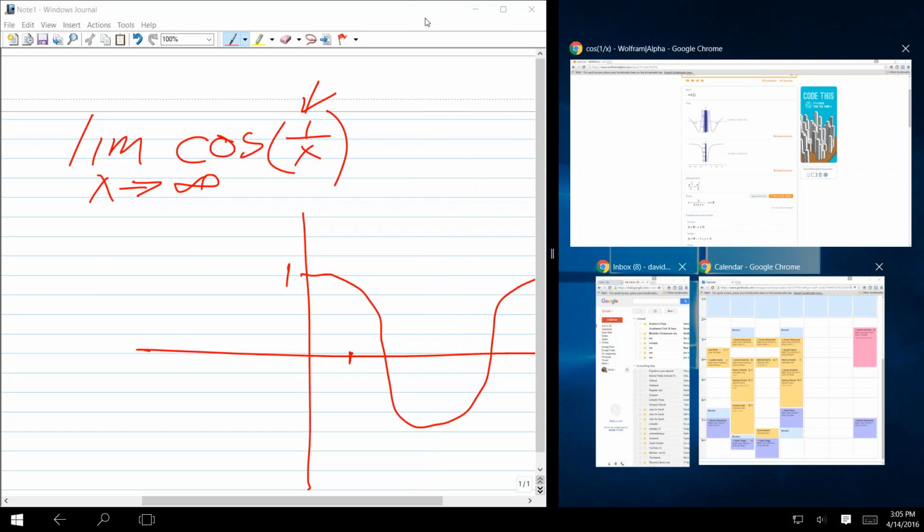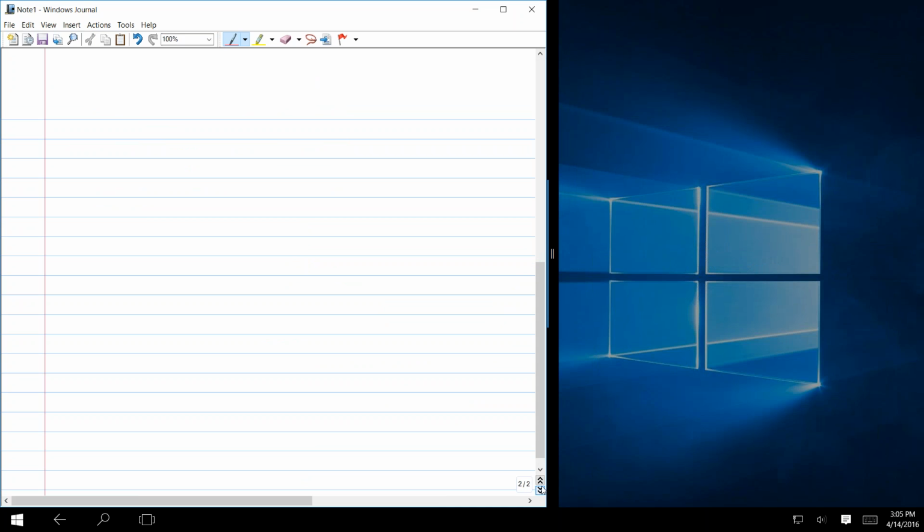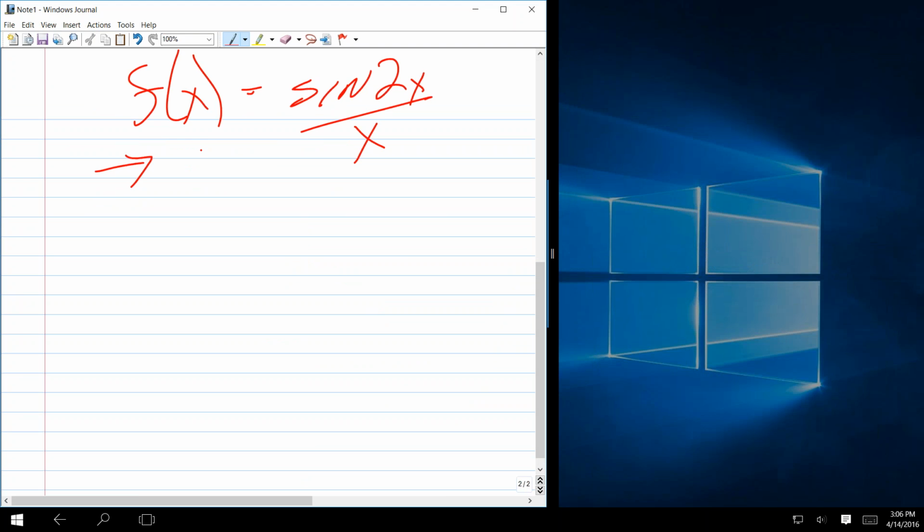What else? Okay. So f of x is sine 2x all over x. As x goes to infinity or 0? Infinity. Okay.